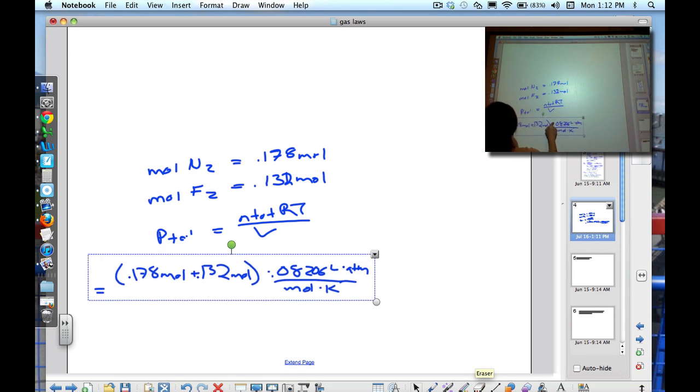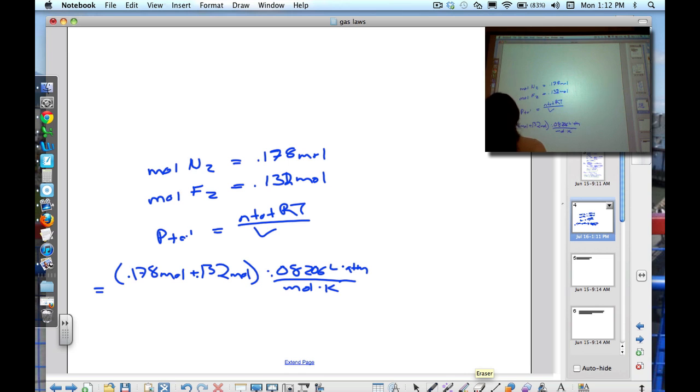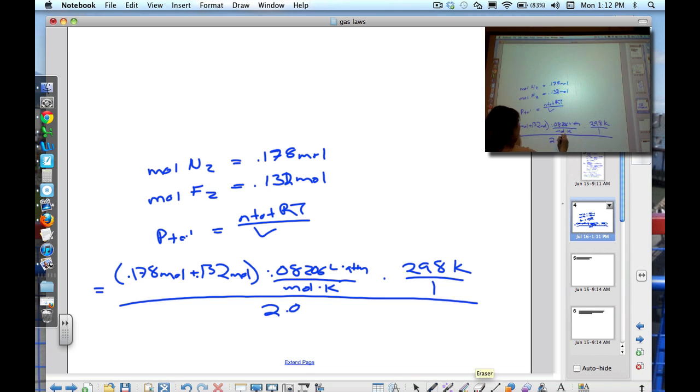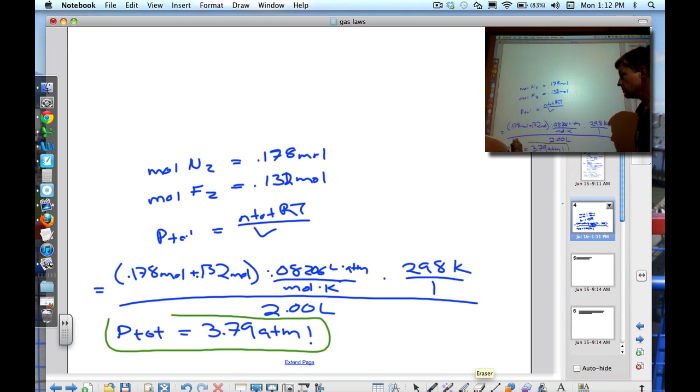There you go. By the way, Annie, do you know what 25 degrees Celsius is in Kelvin? It is 298 Kelvin. Very good. Good thing to memorize. 298 Kelvin over 1, all divided by 2 liters. And when you plug that in, P total is equal to 3.79 atmospheres, which is the same value you got when you calculated the partial pressures separately and simply added them together. So you can use either method, whichever one appeals to you. Okay?